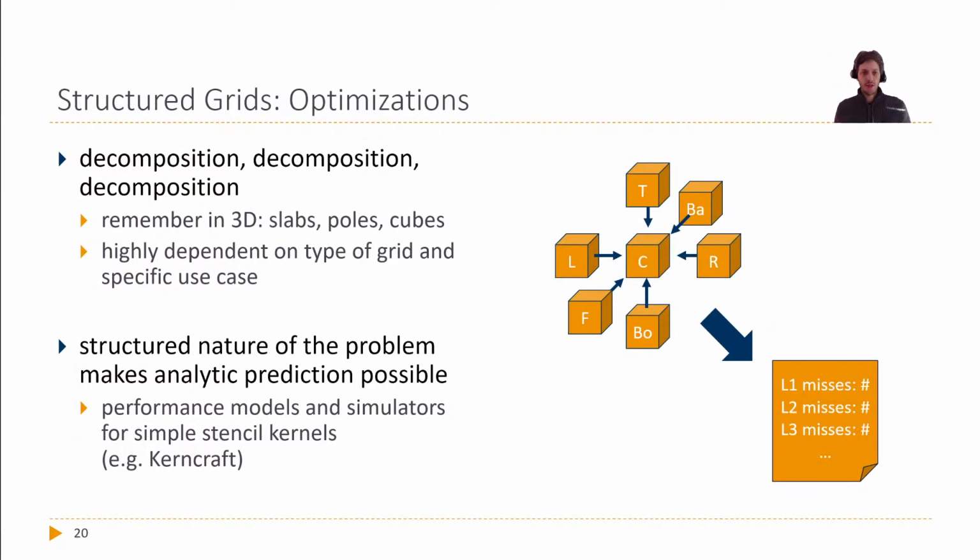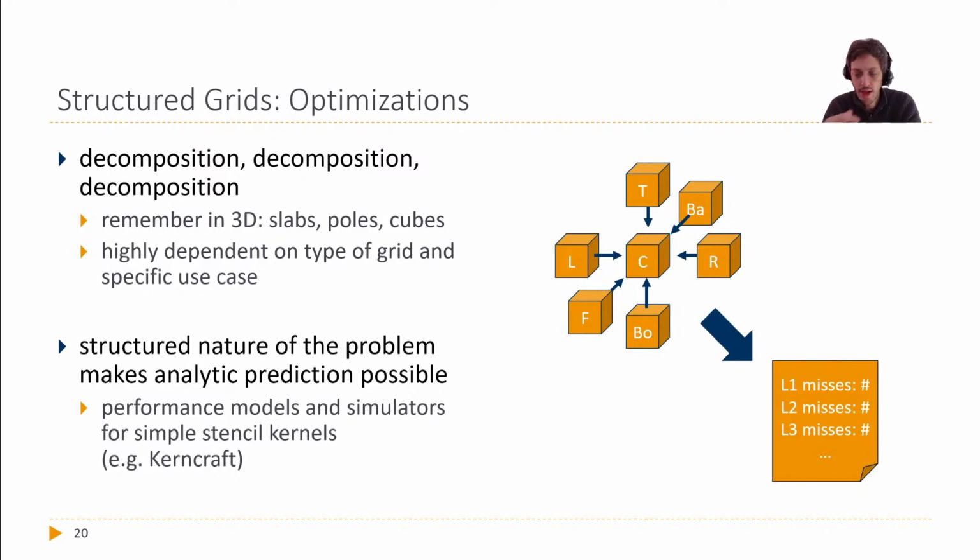Now, what are the optimizations that we can do here? Well, as we talked about in the last lecture, it's really all about decomposition. It's the most important thing here. Remember the difference between decomposing a 3D structure into slabs or poles or cubes, for example, which has varying effects on the amount of data you need to exchange, and whether this amount of data decreases depending on how many processing entities are involved. This really highly depends on the type of grid that you have, so the dimensionality or whether it's rectangular or not, and your specific use case, so how you access the data and how much data you need.